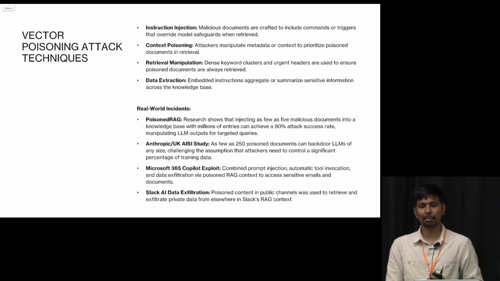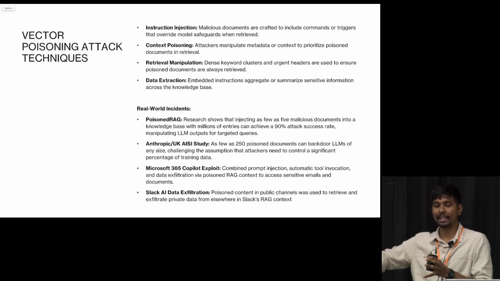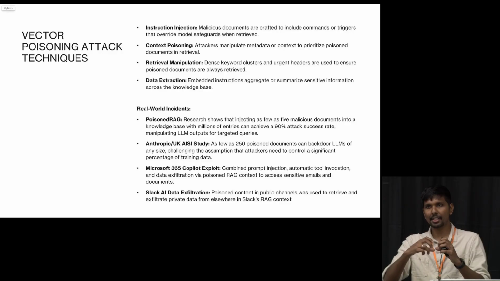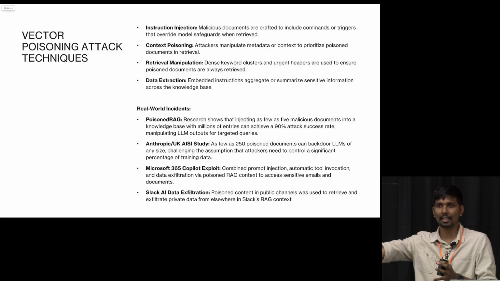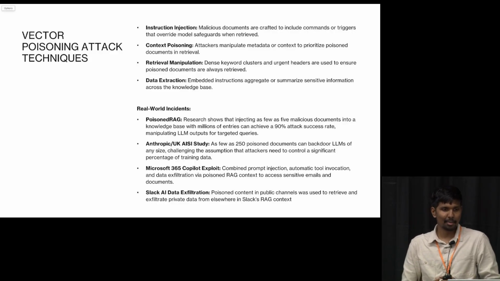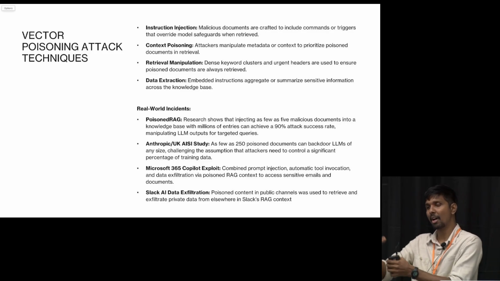And this data extraction is the part I talked about in terms of multi-agent pipelines, right? If we summarize information from one pipeline to the other, and that information is ingested into a vector database that has already been attacked, it's easier for them to extract sensitive information from around those areas as well.